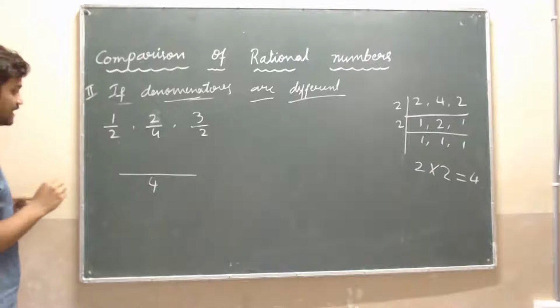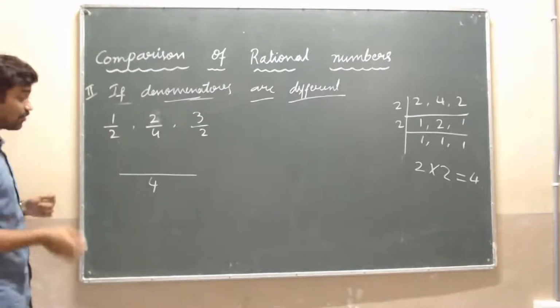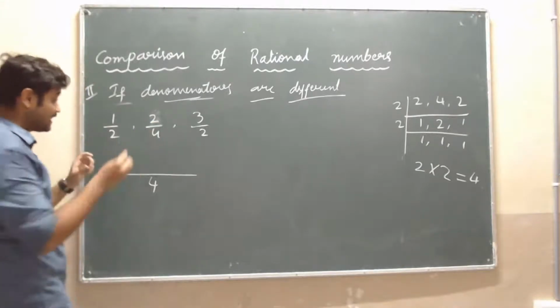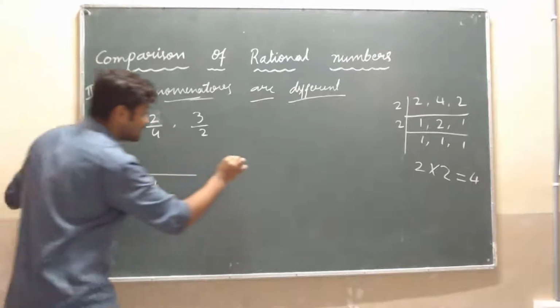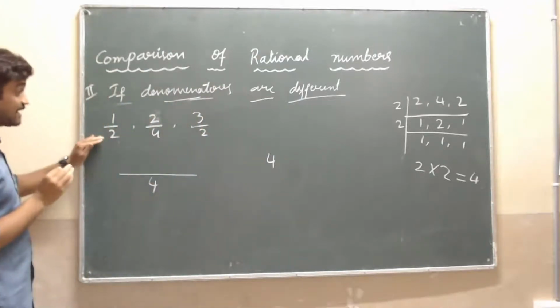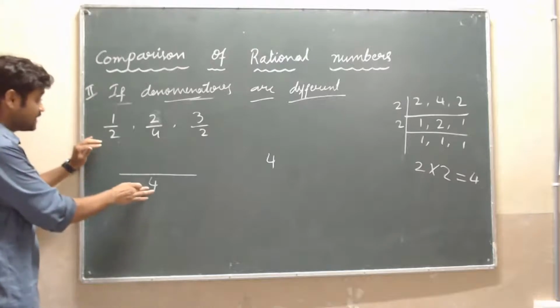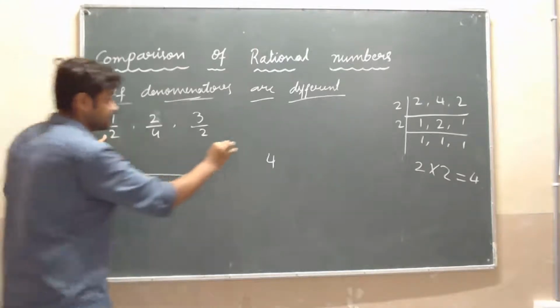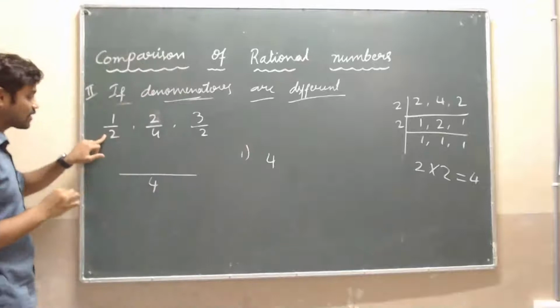4 is the LCM. See, what we have to do, sir, how to take the LCM, and how to multiply these things? See here, LCM is 4. In the previous video, I have explained to you that 4 is the LCM. Then we have to take the first number, that is 1 by 2.